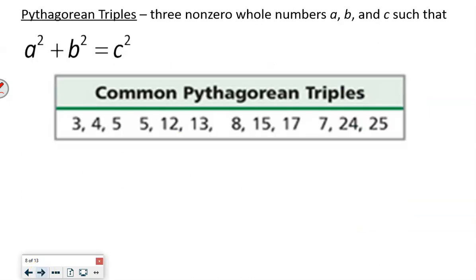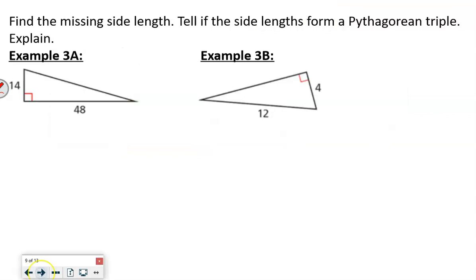All right, our next one talks about Pythagorean triples. So the key here is that these are 3 non-zero whole numbers. That means no decimals, no fractions, y'all. No radicals, okay? So it says a, b, and c such that a squared plus b squared equals c squared. And I'm going to remind you again, as I said earlier, that our biggest number is always going to be our c. So that's our c, that's our c, that's our c, and that's our c. And this is going to be relevant more as we move through the lesson, okay?